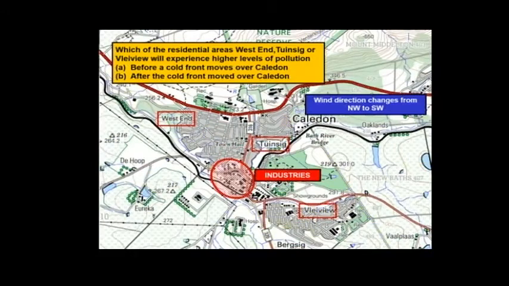Now, let's have a look at this. Remember, the wind direction changes from northwest to southwest. In other words, that is before the cold front moves over the area. If this is before the cold front moves over, then it means that Fluvial, you see, here's an industrial area. So that's the wind direction. Remember, the wind direction is always given from where the wind blows, not in the direction. Okay, so this means Fluvial will experience higher levels of pollution.